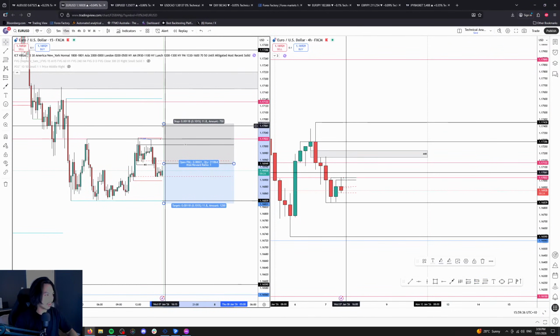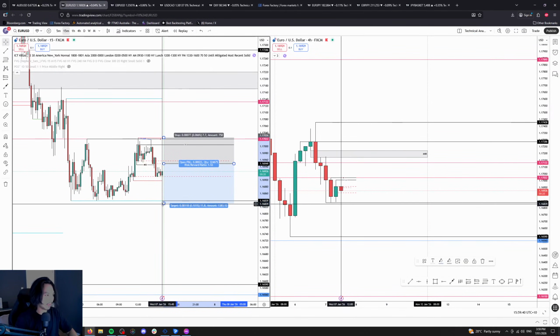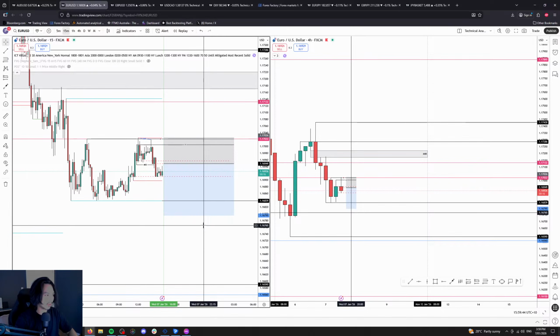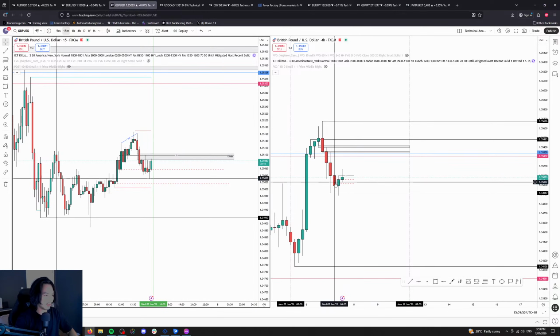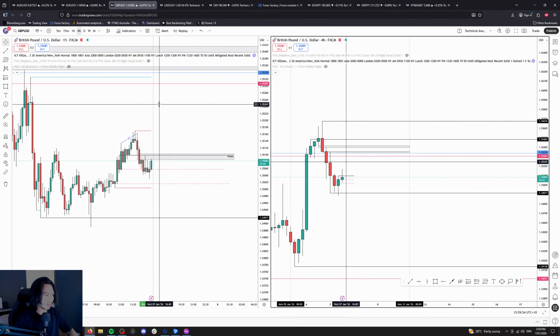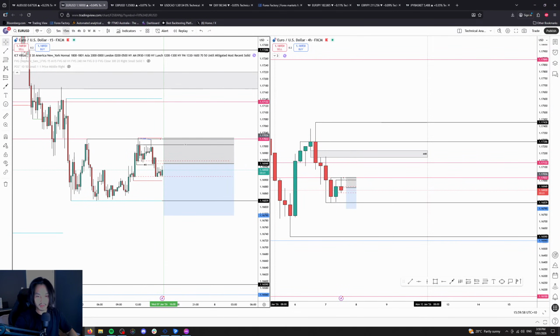Looking to short Euro USD and potentially Pound USD as well, based off this structure here. Mostly going off the DXY, which we'll go over in a second. Pound USD is also closing as a nice setup here. I'm just going to pop in my potential entry here.